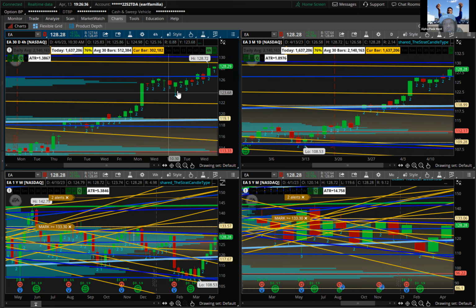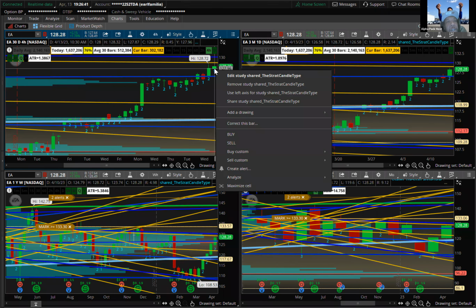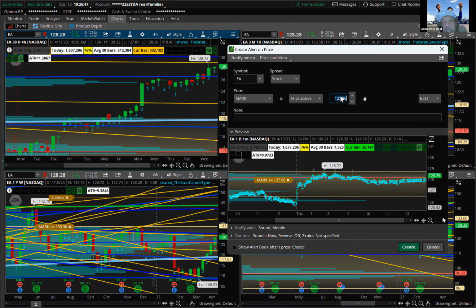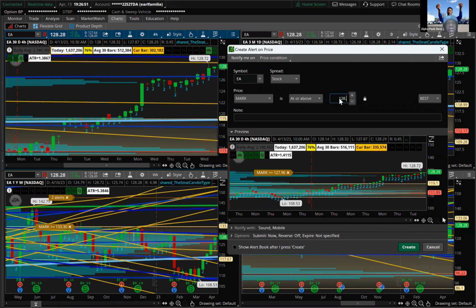So yeah, EA, set your trigger, 4-hour entry, a level above 128.32. I'm gonna put that in there as well. And then I see someone just dropped in MU. We'll take a look at that real quick and then we'll wrap it up.